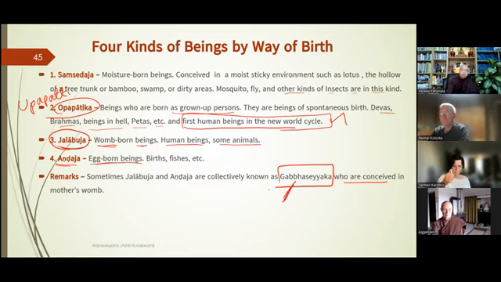Seyyaka means lying down, and so those who are conceived in mother's womb are called Gabbhaseyyaka. So sometimes four kinds of beings, sometimes three kinds of beings. If you have three kinds of beings, it means that they mix together Jalabuja and Andaja as Gabbhaseyyaka.